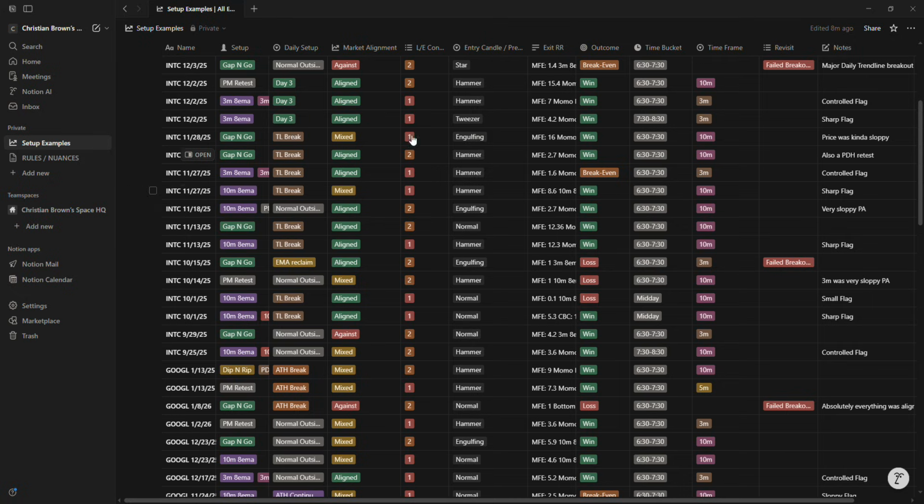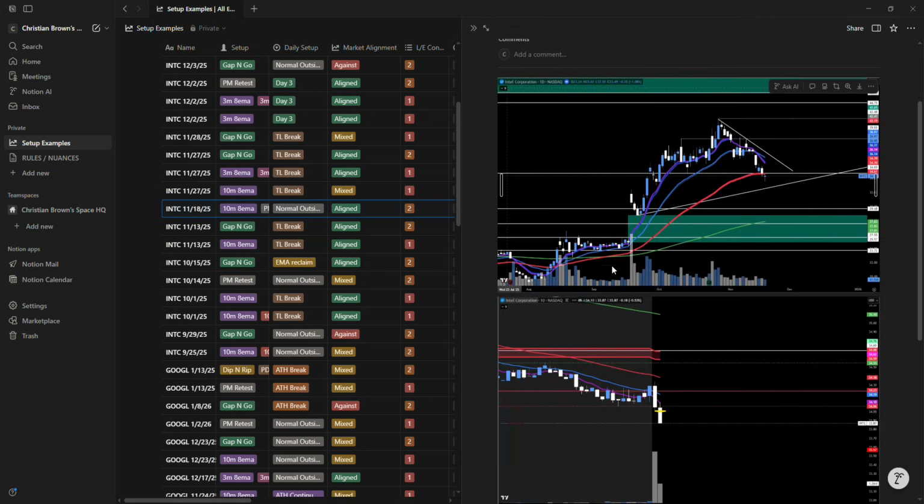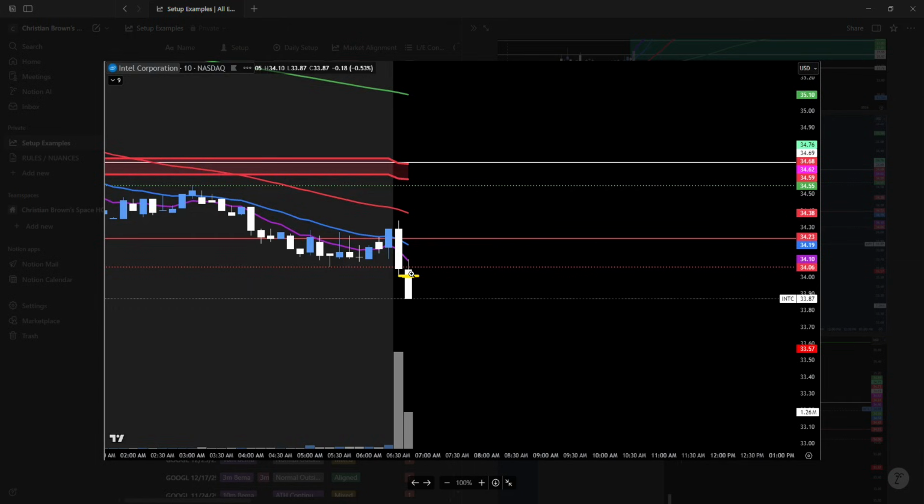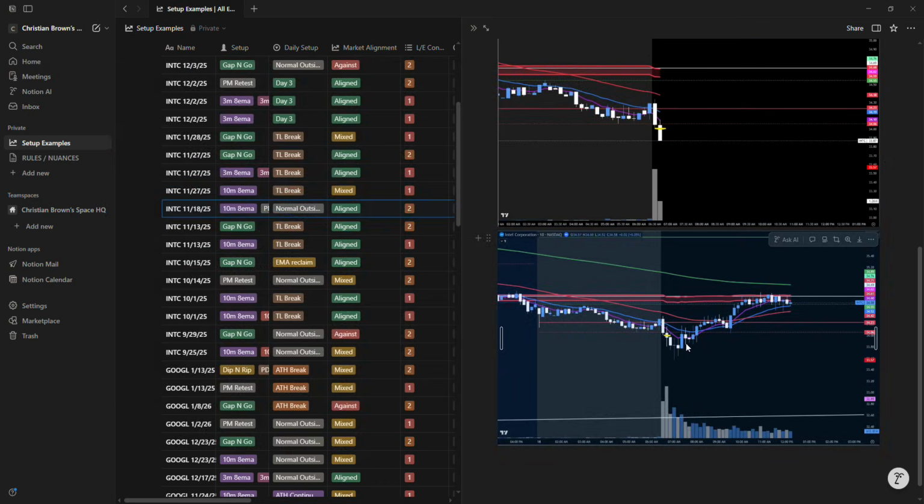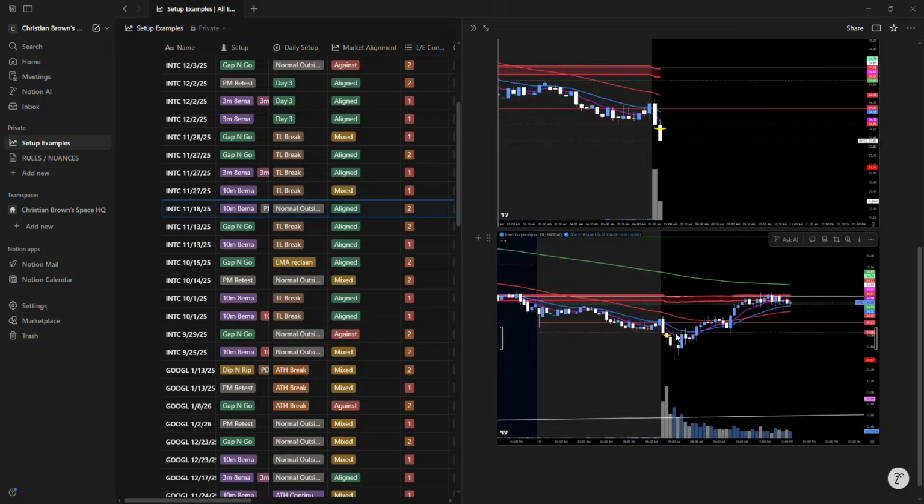And then LE confluence, that's how many confluences there are, like if it's an ADMA tap with a pre-market high tap. So for example on this one, Intel 10-minute ADMA and pre-market retest. So there's the 10-minute ADMA right there. Your entry would be once it starts bouncing off of that and pre-market low, and then collect the entire setup once the day's done.